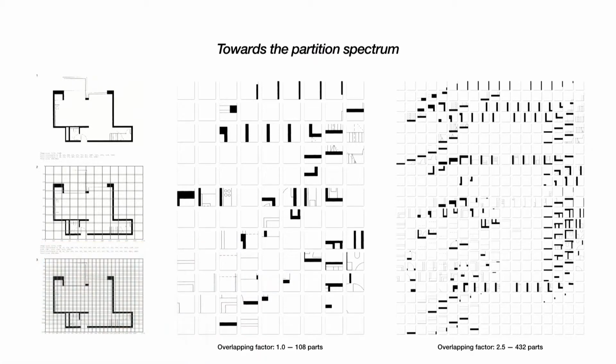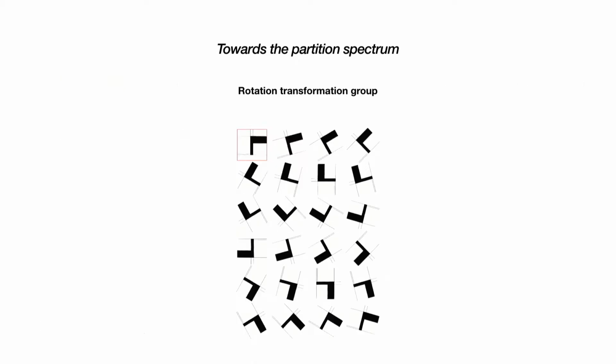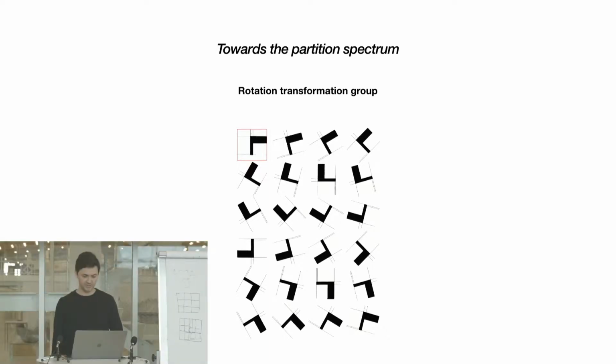So you take the image on the left and partition it. On the central image, you see when you have a minimal overlapping, then you have 108 parts from the left floor plan. But then you increase the overlapping with the same size of the parts, you get 432 parts, which you see on the right. Yeah? And I realized the more parts you have, it's better. But then you can even further increase that. Apply something called rotation transformation group, which is a very simple thing actually, as you can see on the image.